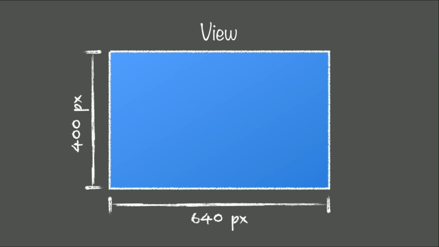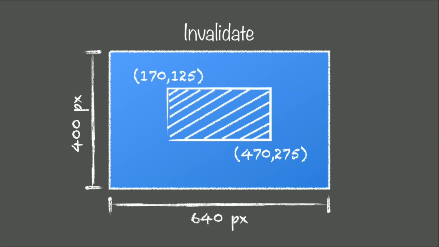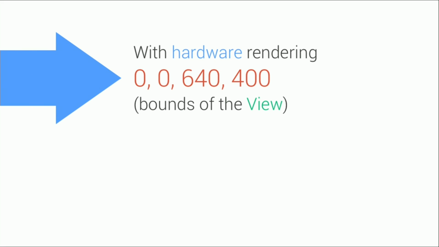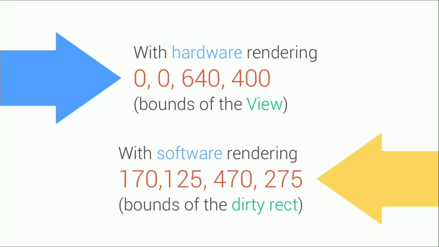Now, another source of confusion. Let's imagine we have a view that's 640 pixels wide by 400 pixels high, and we invalidate a small region of the view. So we call invalidate, we specify this little rectangle inside, and we ask for the clip bounds on the canvas in the draw method. The clip bounds you're going to get are different if you're hardware accelerated or if you're not. With hardware acceleration, the clip bounds will always be the size of the view because we record a display list, so the clip bounds don't matter at record time. We just want to see all the drawing commands that you want to execute. When we replay the display list, we apply the dirty bounds. In software, however, we're going to give you the exact clip bounds that you've set using invalidate.